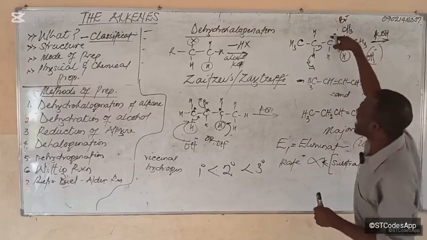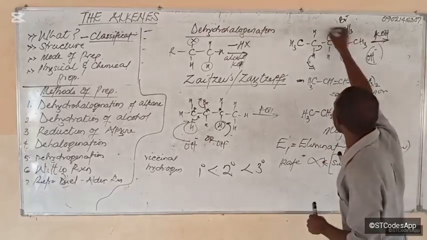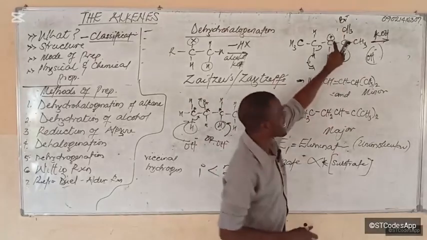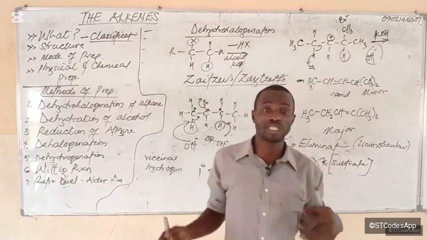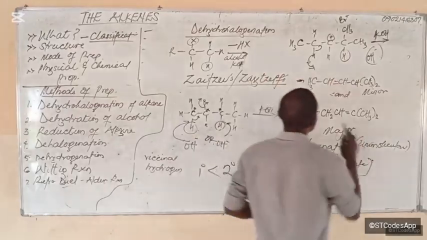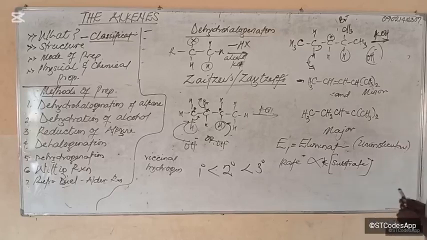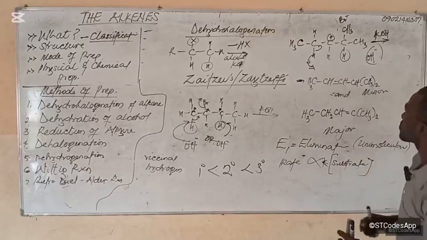There is an electron deficient center. And what's an electron deficient center? It is a plus. We call it a carbocation, or carbonium ion. Carbocation or carbonium. Now, the reason why this carbonium can form is this.